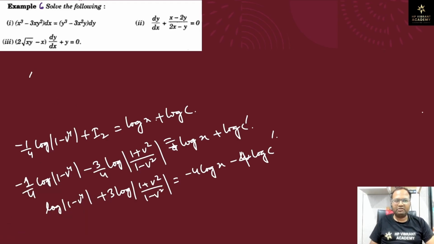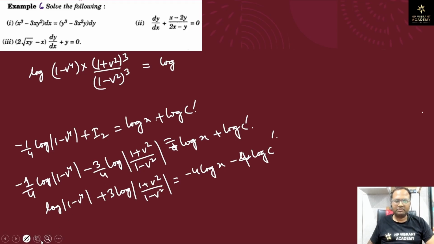See, this will become log of 1 minus v to the power 4 times 1 plus v square whole cube upon 1 minus v square whole cube, is equal to log of, let us take this as 4 log c dash minus 4 log c dash as log c. Okay, let us take this as a new constant plus log of c upon x to the power 4.